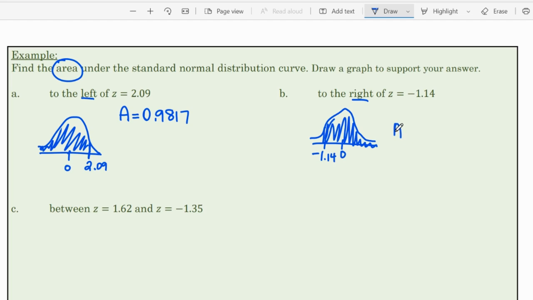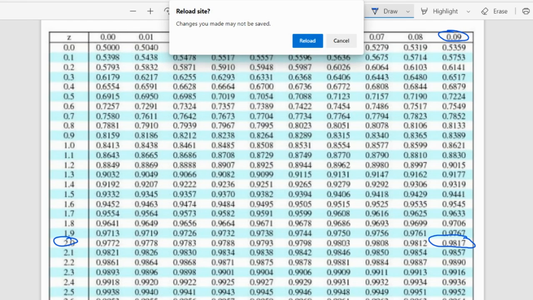Now, when I want to find the area this time, I need to do 1 minus whatever answer I get when I look up negative 1.14. That's because my z-score table is only going to give me what area is over here on the left. But my answer is all the area on the right. And so if everything underneath the curve is supposed to equal 1, and I want the right side, but my table only gives me the left side, I can subtract them. So I'm going to do 1 minus. Then I'm going to go to my z-score table, and I'm going to look up negative 1.14.